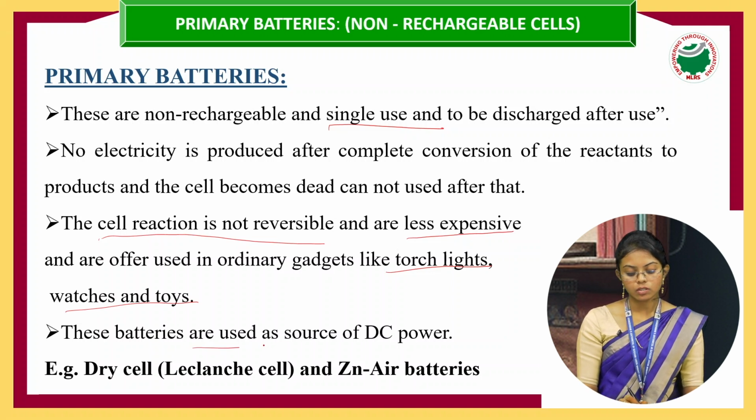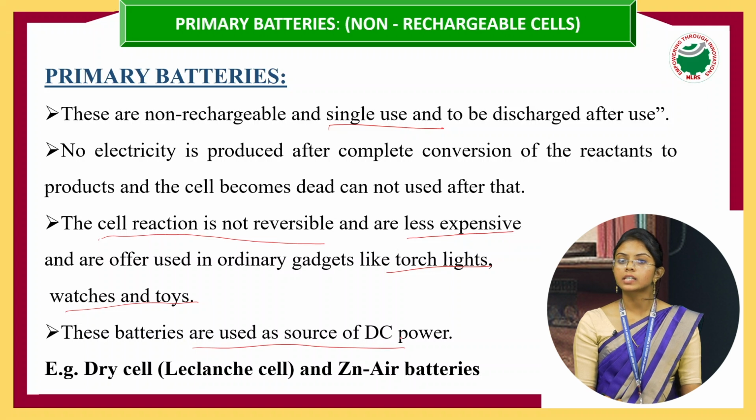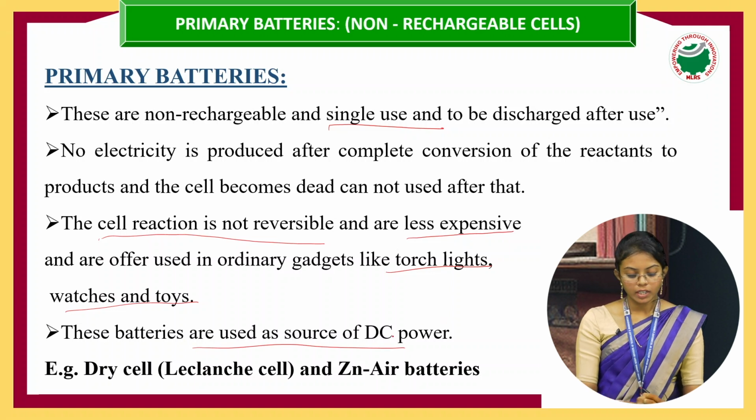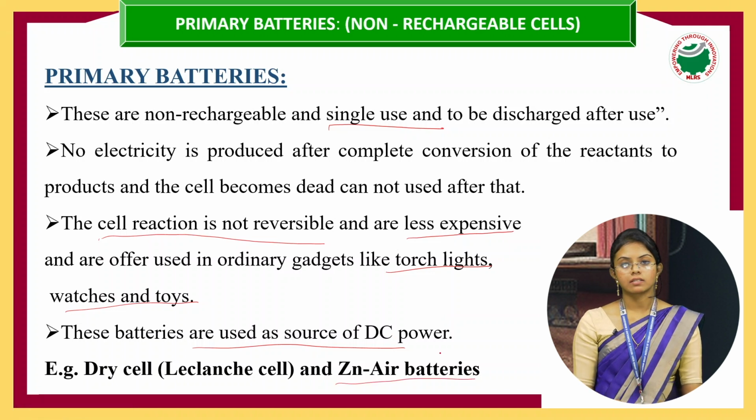These are sources of DC power, like direct current. Examples of primary batteries are the dry cell and zinc air batteries. These are some of the points for primary batteries: mainly, it is a non-rechargeable battery. We are going to discuss a most common example of a primary battery, that is the zinc air battery, in detail.